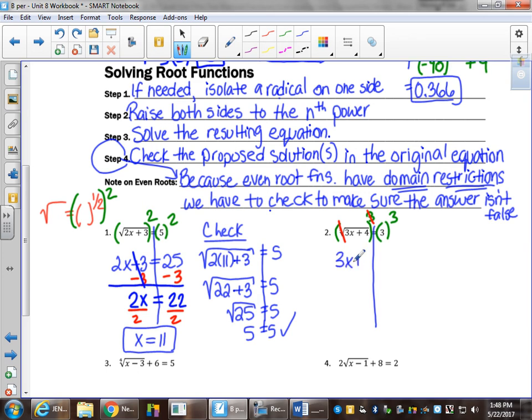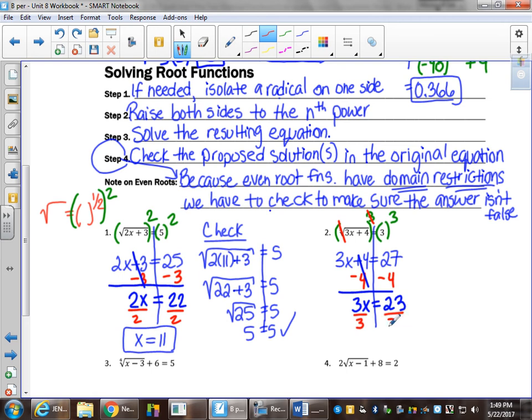3x plus 4 on the left side equals 3 to the third, which is 27. And from here, we just need to finish solving. So to solve, what would I do first? We will subtract 4 from both sides. That gets us 3x equals 23. Divide both sides by 3.